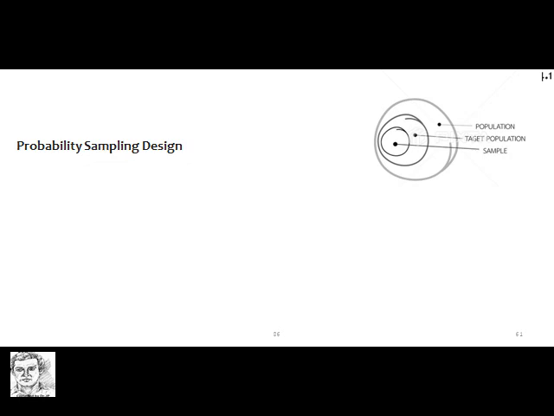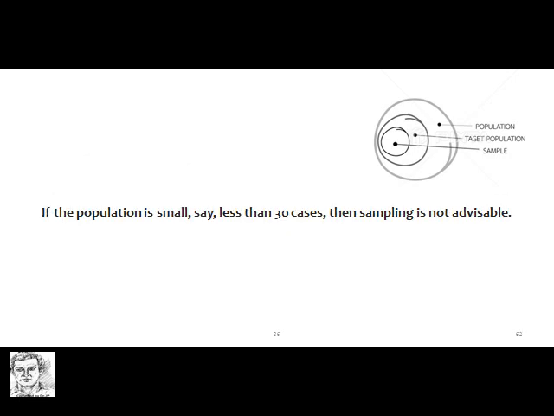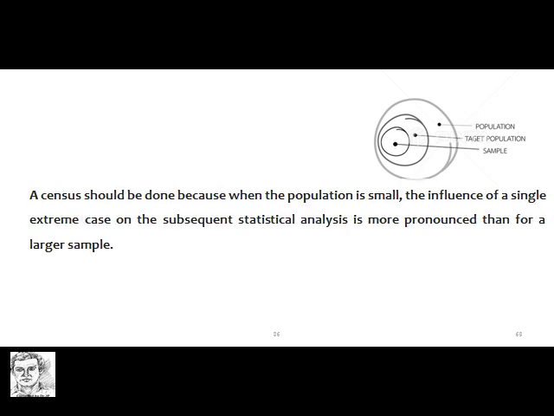Probability sampling design. Probability sampling is frequently used in survey research to make inferences about the population based on the sample statistics. If the population is small, say, less than 30 cases, then sampling is not advisable. A census should be done because when the population is small, the influence of a single extreme case on the subsequent statistical analysis is more pronounced than for a larger sample.